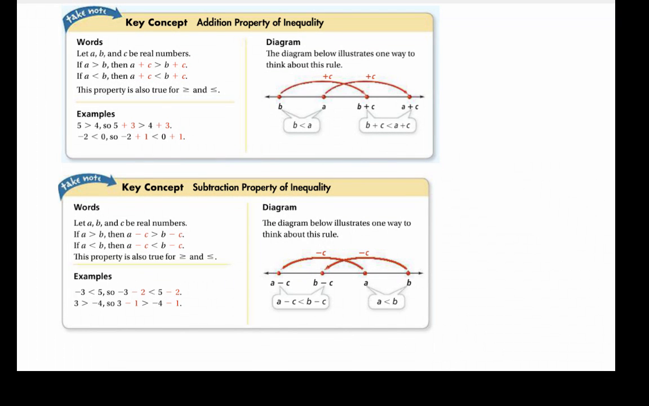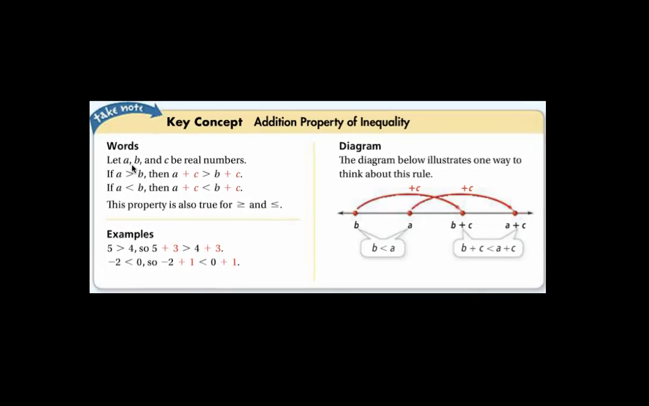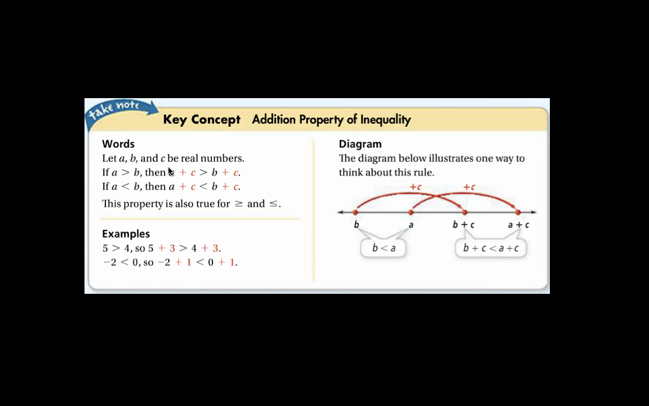So here are those addition property and subtraction property of inequality that I was talking about, and they follow right along with addition and subtraction properties of equality. Here our first one, we have our addition property. Let a, b, and c be real numbers. If a is greater than b, then a plus c is going to be greater than b plus c. If a is less than b, then a plus c is still going to be less than b plus c. And this property also holds true for greater than or equal to or less than or equal to.